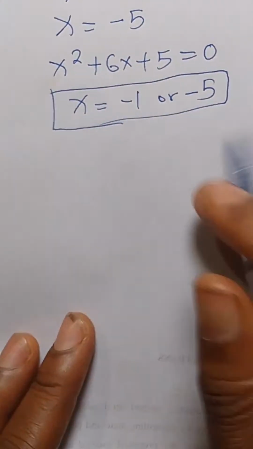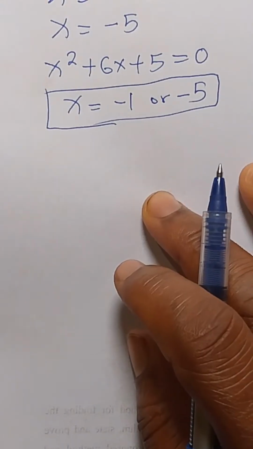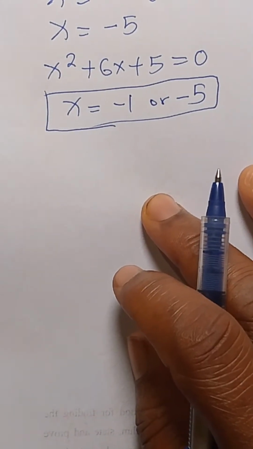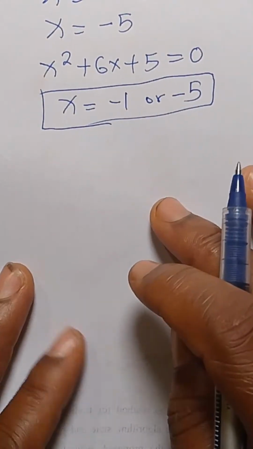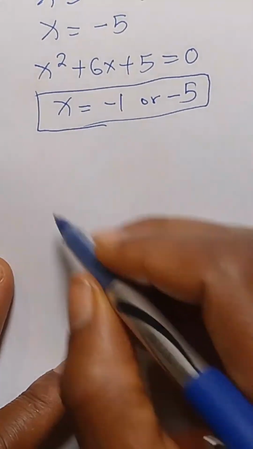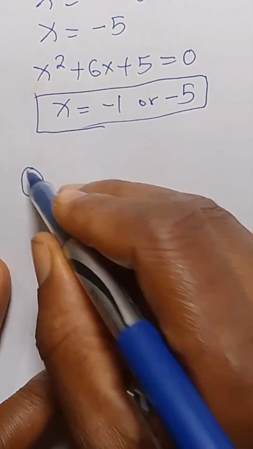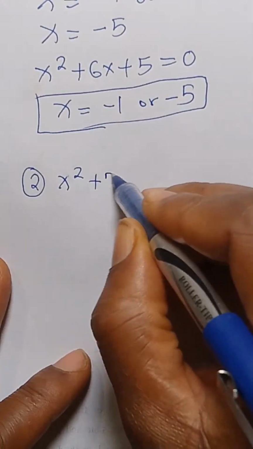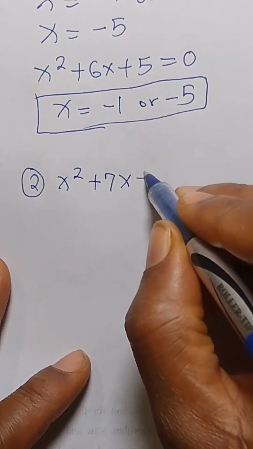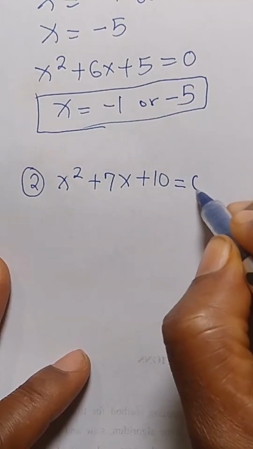So that is question number 1, example number 1. We are going to solve another example using the same method. The next question we are going to solve is question number 2, example 2. We have x squared plus 7x plus 10 equal to 0.